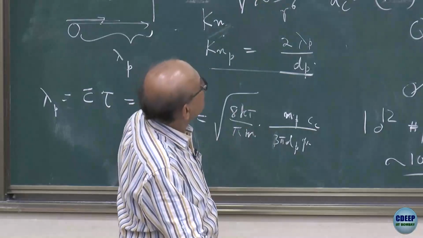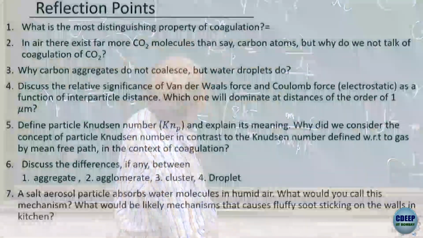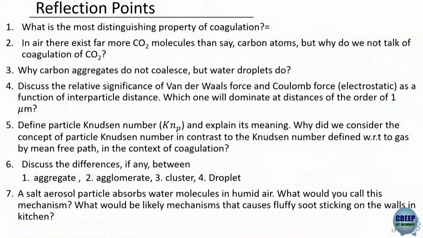So particle Knudsen number we just saw, you know what it is. Yeah, so I explained to you why a particle Knudsen number is going to be important. Difference between aggregate, agglomerate, cluster and a droplet. It's a kind of qualitative, but some people do use it in some contexts, like agglomerates and aggregates, as opposed to, of course, droplet. See, all the first three are those which probably do not coalesce at least, and droplet is the one which coalesces.